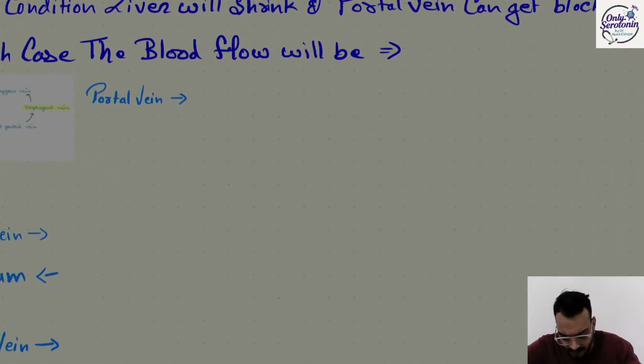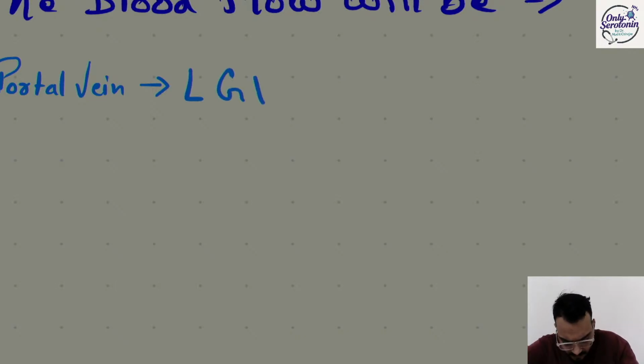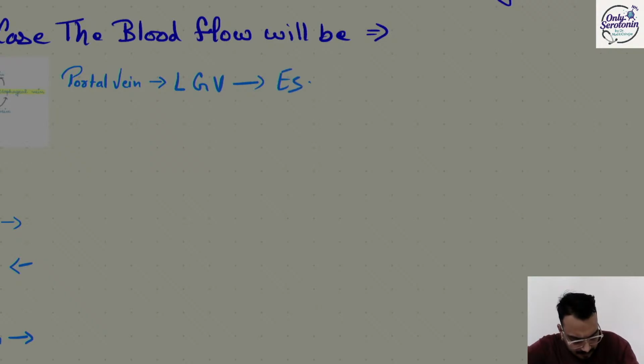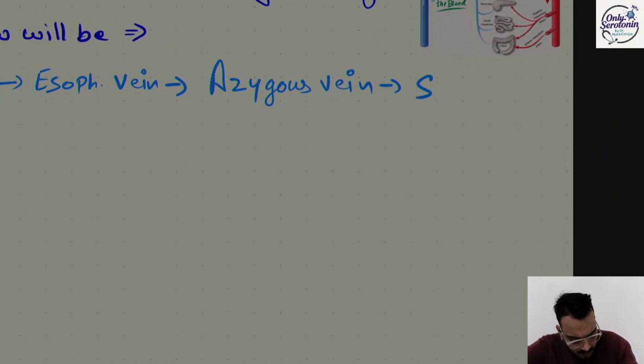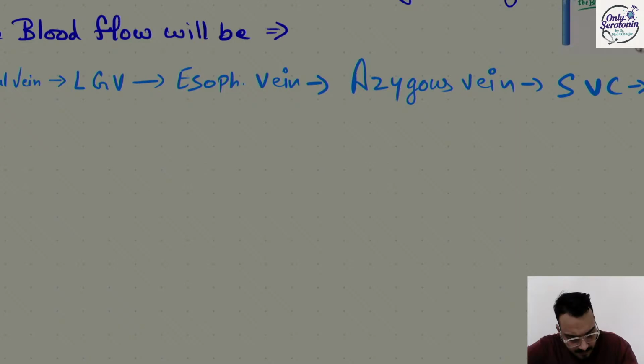So, from portal vein, what is going to happen? From portal vein, the blood will go to my left gastric vein. From left gastric vein, it will go to esophageal vein. And from esophageal vein, it is going where? It is going to azygous vein. And from azygous vein, it is going to superior vena cava and then to right atrium. Done. Important here is your esophageal vein.